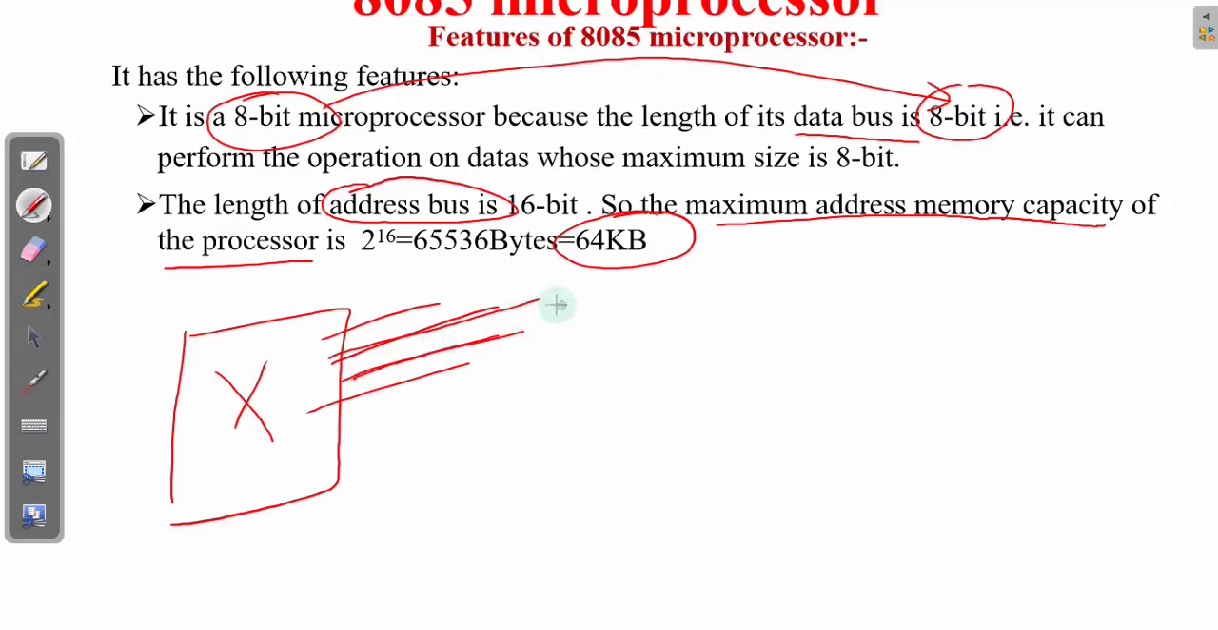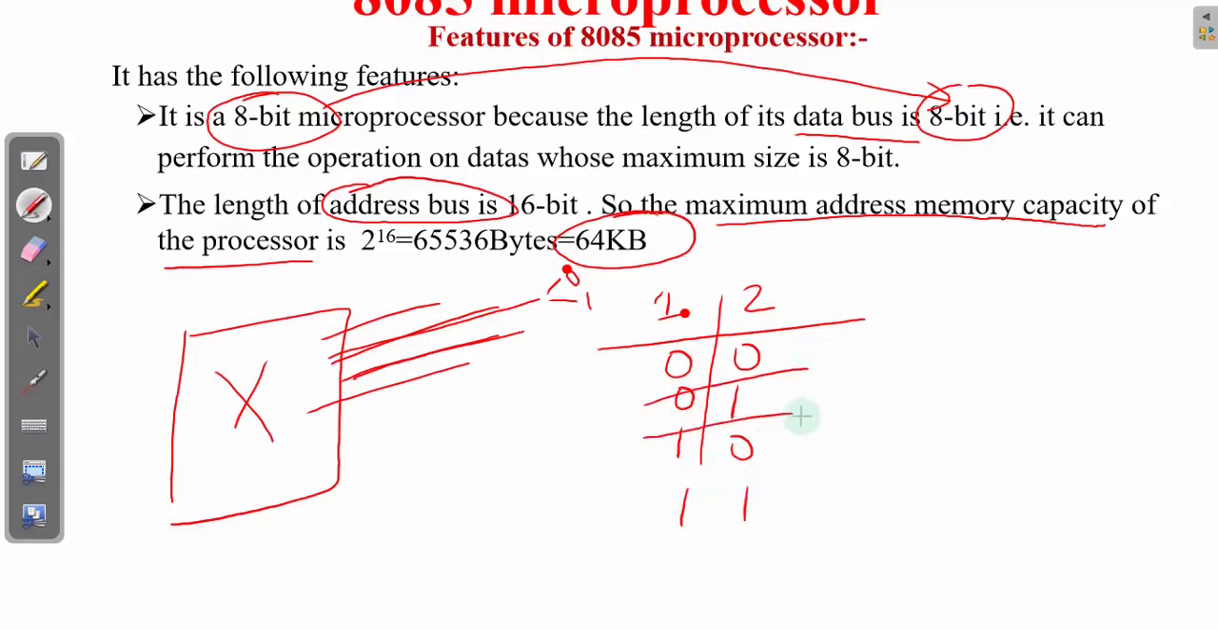If there are 2 wires and every wire can either give me 0 or 1, I can make a truth table like this. Let it be wire number 1 and let this be wire number 2. What all combinations can I get? Both wires can give me 0, or I can get this combination, or this combination, or this combination. I hope you will not get any other combination other than this.